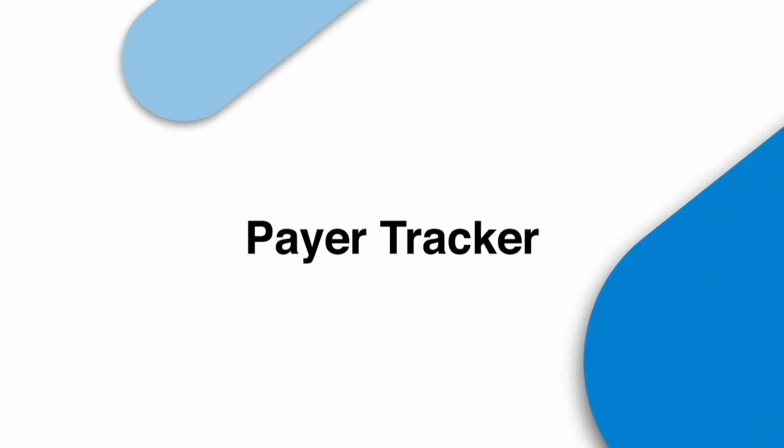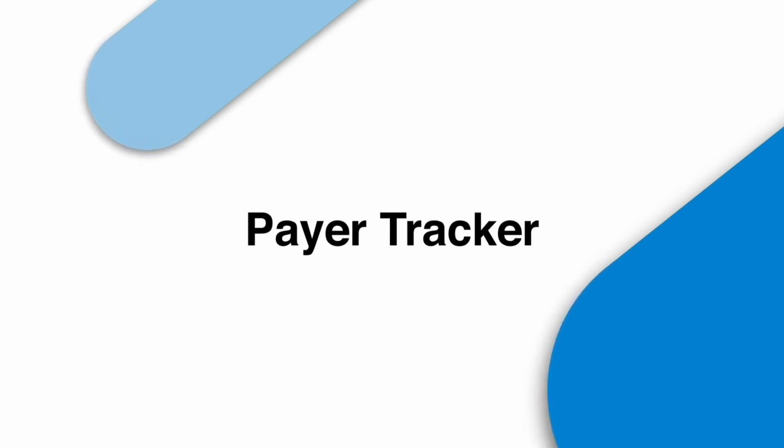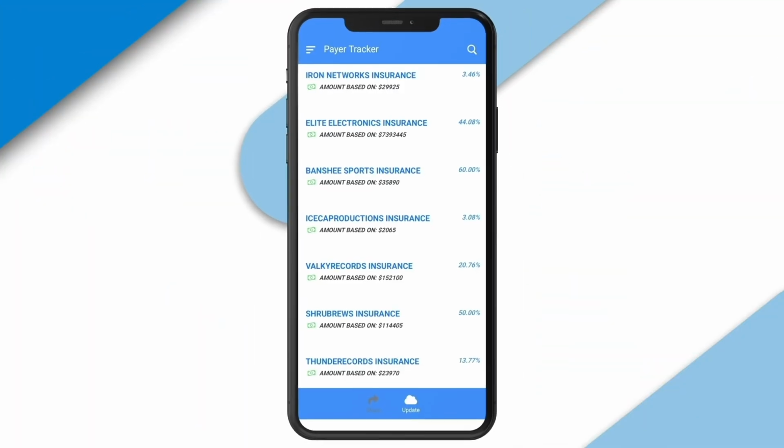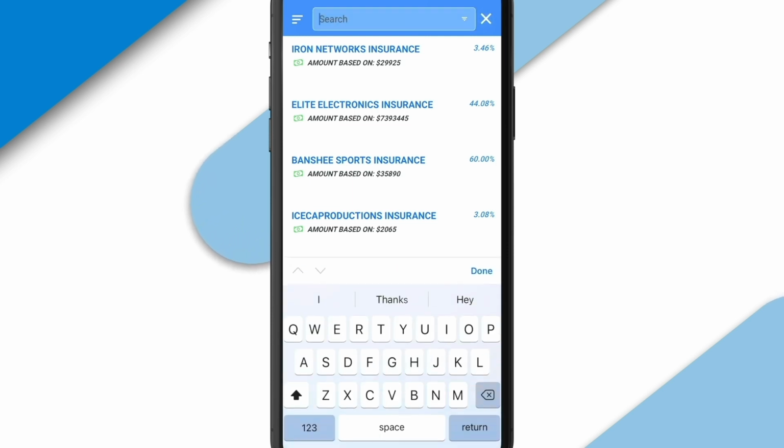Payer Tracker is just like Alpha Tracker, except it's designed to aggregate historical data for small insurance carriers. This is important because often you can come across an insurance policy that you've never heard of before. Therefore, you have no indication of what its potential reimbursement rates are. For example, let's type in Silver Networks Insurance and then click on the name.